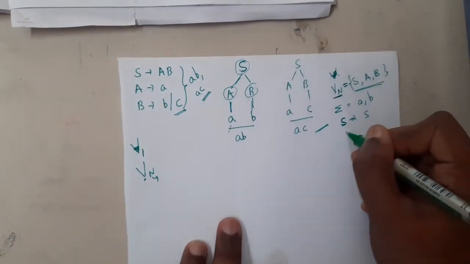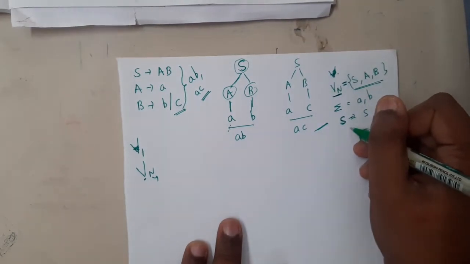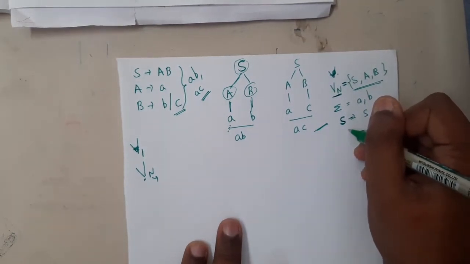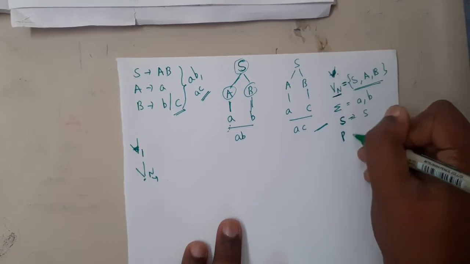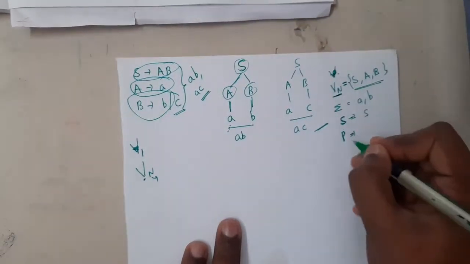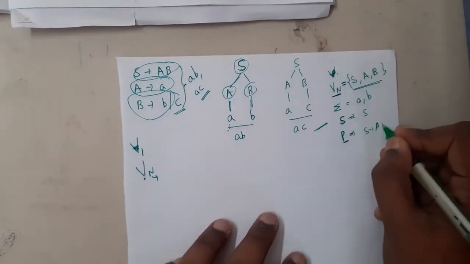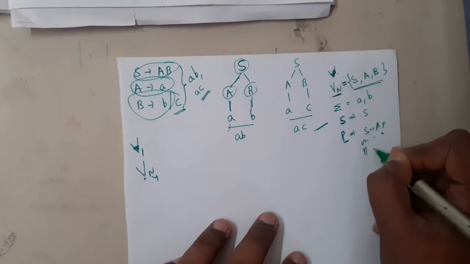And the last one will be our transitions. Those are written here as P. They are called productions here, right? Individually, they are called a production, and that is the reason why they are represented with the letter P. So inside P you are going to have S implies AB, A implies small a, B implies b or c.